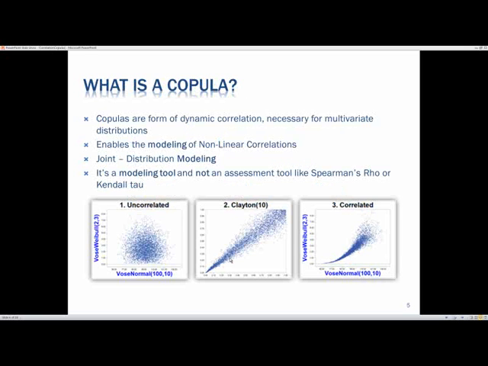Now, one of the things we've been hearing a lot about are copulas, which is in fact why we're here. Copulas are basically a form of dynamic correlation. If you're going to do multivariate distributions, the basis for those are copulas. You can use them for nonlinear correlation, as you can see over here, for example, and for joint distribution modeling. One thing to bear in mind about a copula is that it's a modeling tool. So this will enable you to apply flexibility in building your correlation pattern, but it is not an assessment tool like Spearman's Rho or Kendall's Tau.